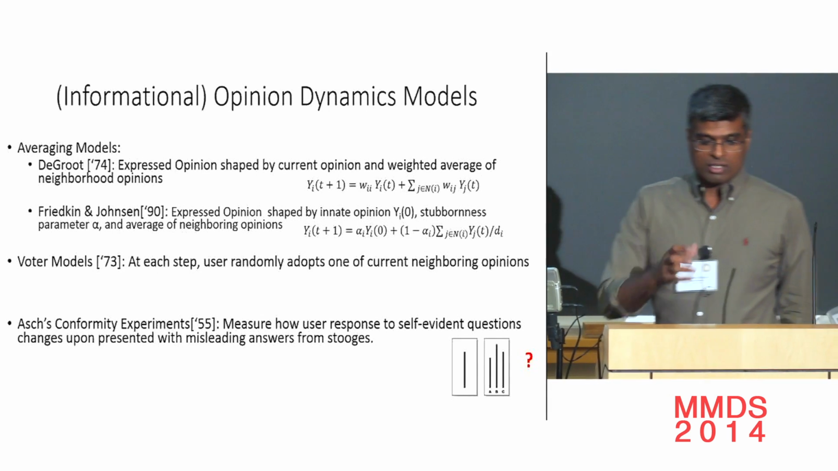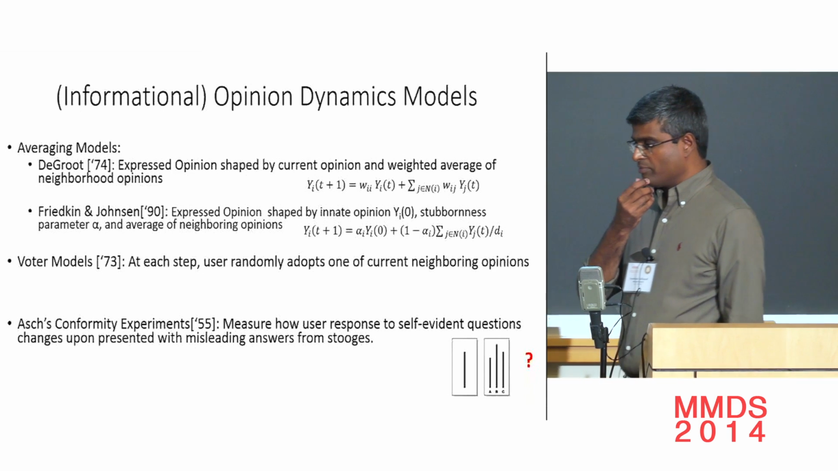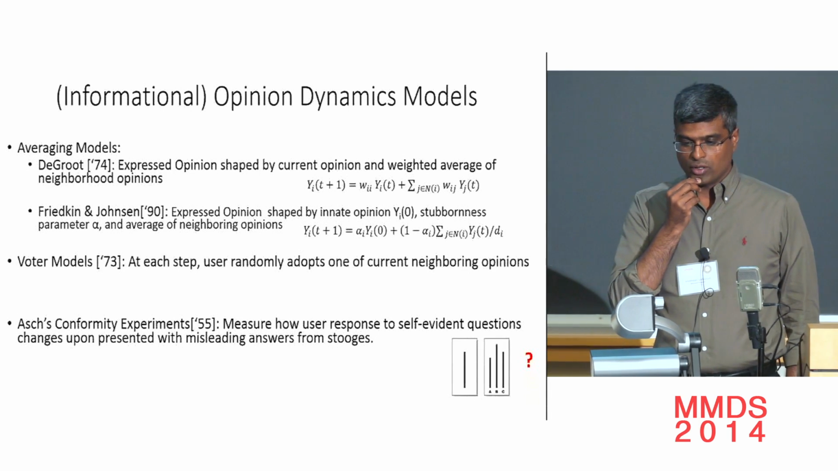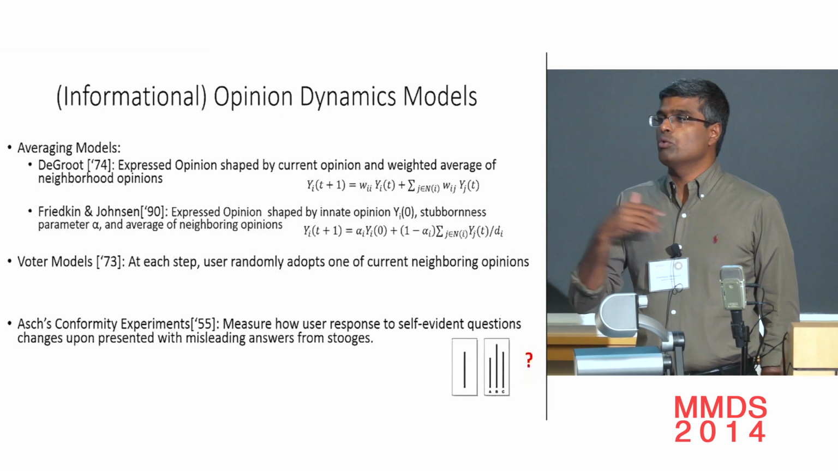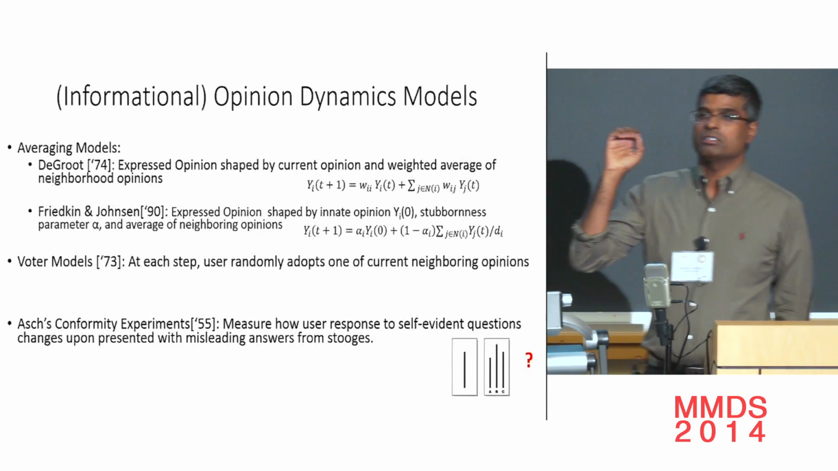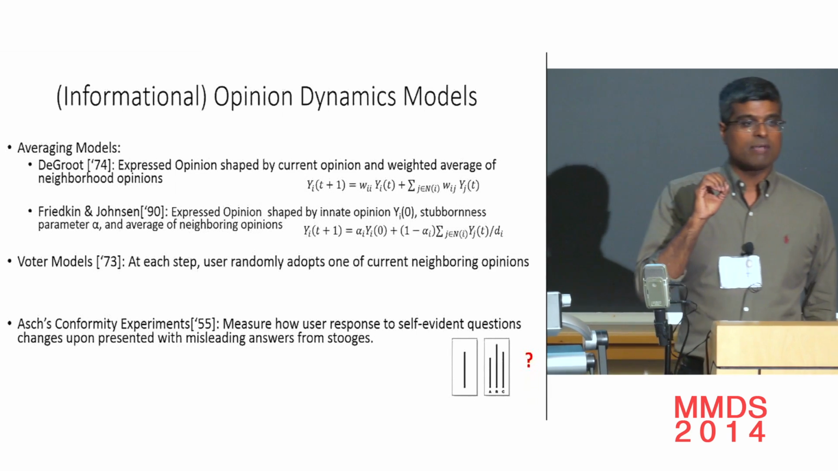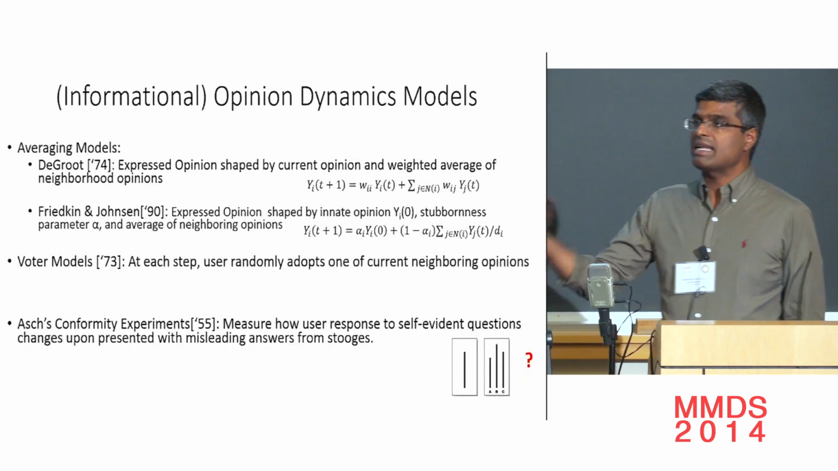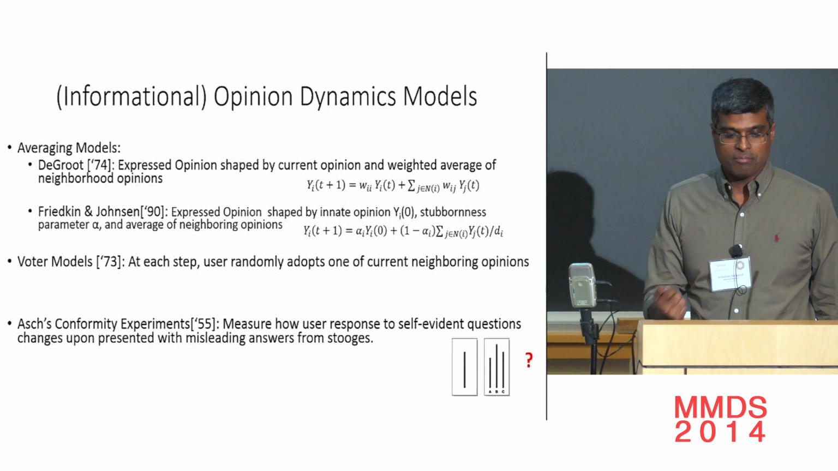And then beyond this, there is another class of models called the voter models, in which the user simply goes to the neighborhood, picks one of the random answers from the neighborhood, and then adopts that answer as his or her answer, okay?